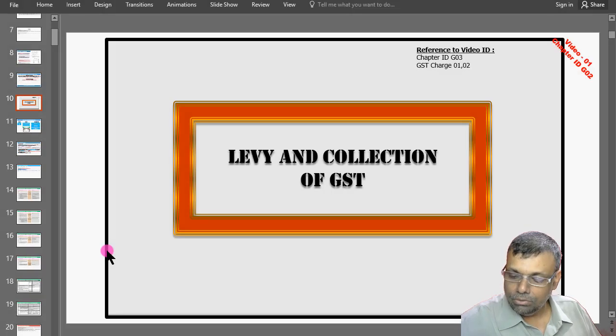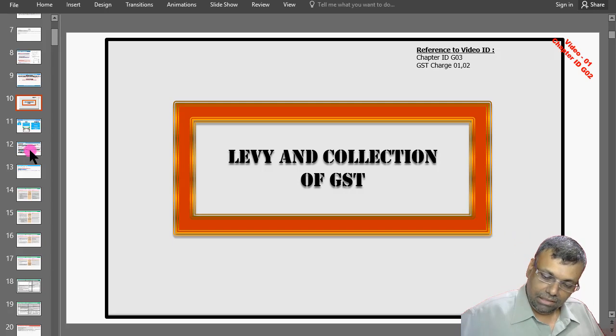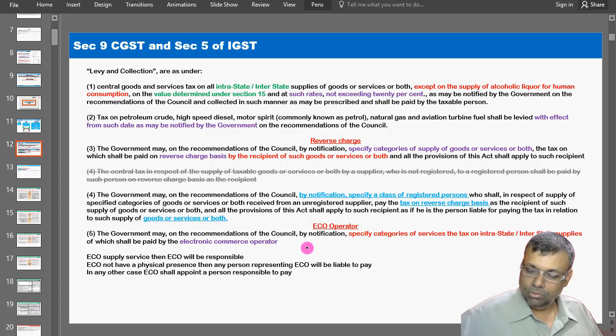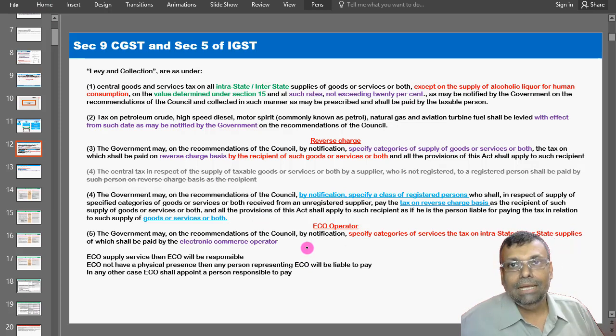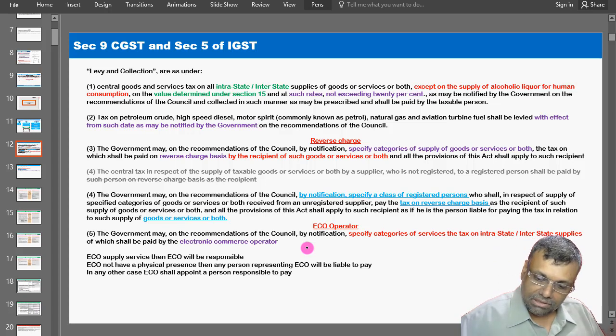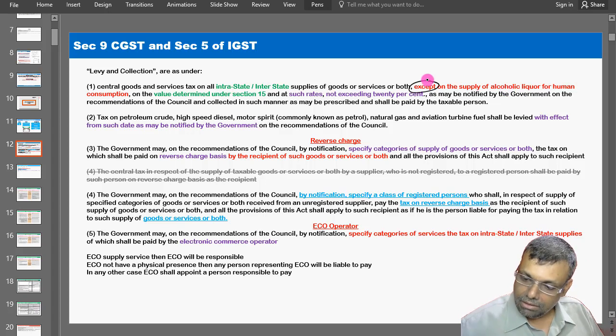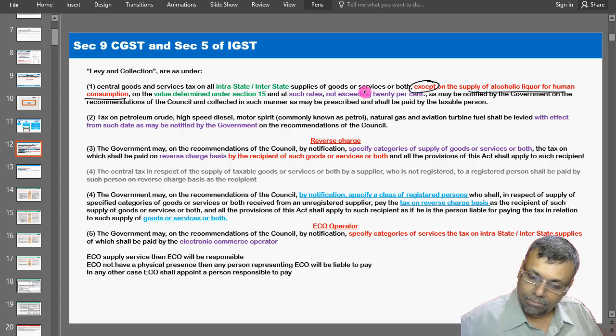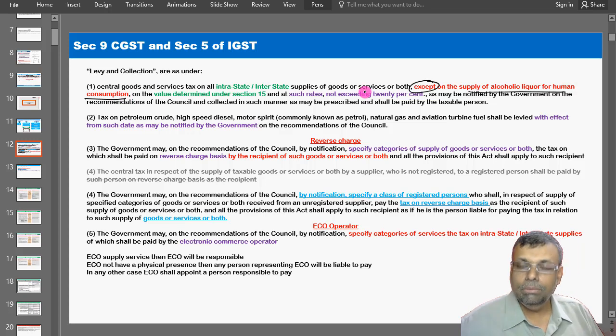Now friends, let us start with discussion and a very quick revision of the levy and collection of the GST. Friends, in the levy and collection of the GST, these are first of all the hardcore basic situations in which the basic clarification for CGST and IGST purposes has been provided. Now it says that where there is any supply of goods or services, except alcoholic liquor for human consumption, the value should be determined as per the valuation rules and section 15, and in that particular case the GST will be applicable.